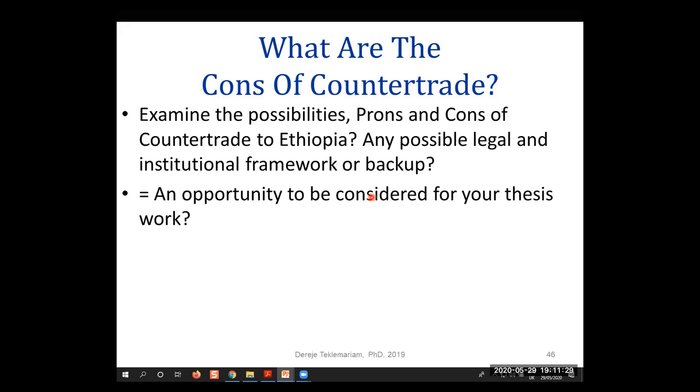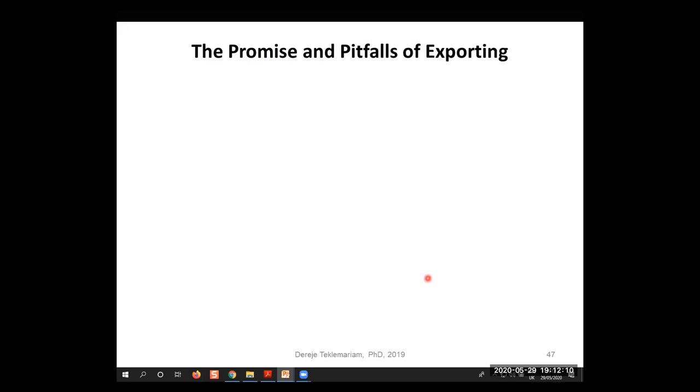And this may be one of the questions that may be asked of you. It is also an opportunity to be considered for your master's thesis, opening eyes on other issues. You can have a comparative assessment between Ethiopia and certain other countries that are conducting counter trade: how much counter trade there is, what they can get, and on which products. I can mention one, but it's not really advisable to raise it here.